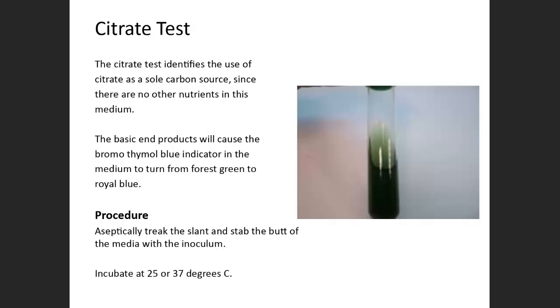All right, now, at the end of that IMViC, there's that C. I feel like I'm doing Sesame Street. C is for citrate. Yes, it is. Or citric acid. So what we have here is just we're looking for the breakdown, or no breakdown really, of this citric acid.